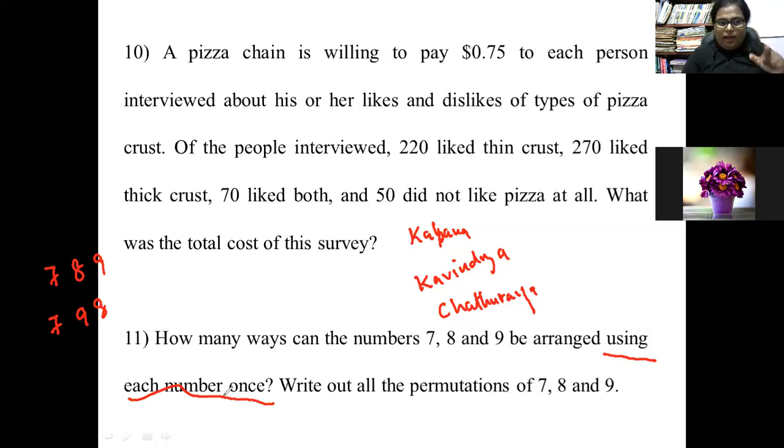That means the numbers cannot be repeated. Right? The numbers cannot repeat. Then if 7 is used once, we can't write an arrangement like 778. Once we use 7, we can't use 7 again, that is what this means. Right? I don't know, I am describing this too much, right?